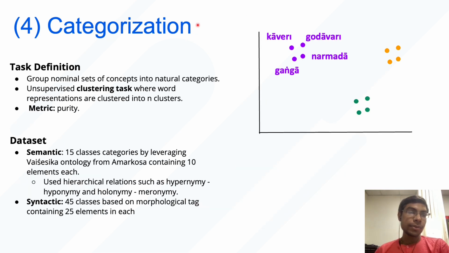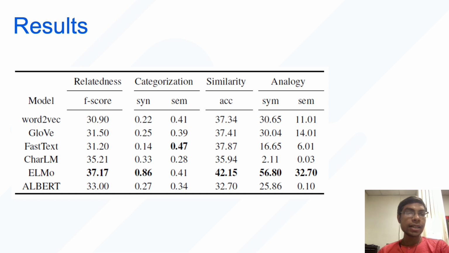Finally, in categorization, the task is to group nominal sets of concepts into natural categories. It's an unsupervised clustering task where word representations are clustered into n clusters, and the evaluation metric is purity. Again, there are two classifications, semantic level and syntactic. For semantic, 15 classes based on Amarkosha's Vaisesika ontology categorization, and 45 classes from morphological tags containing 25 elements in each. Finally, we evaluated all the word representations on these 4 tasks.